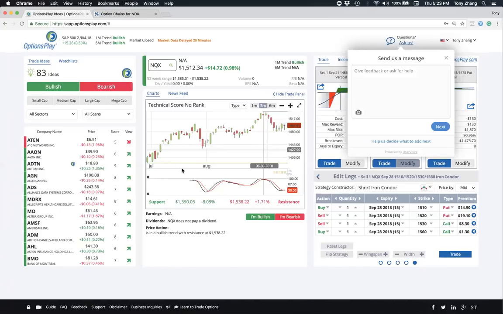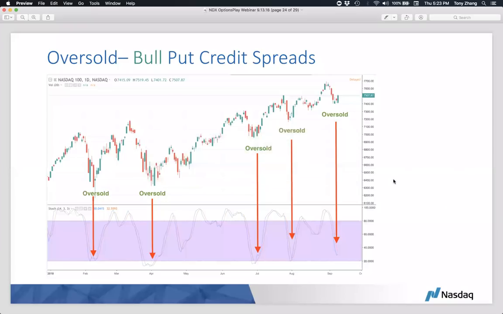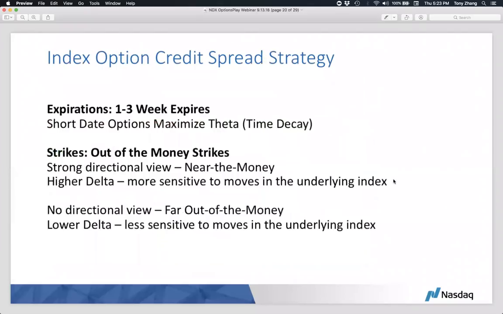What is the recommended days to expiration for NDX and NQX? Great question. We've covered this before, but basically you want to stay within those weekly expirations. 1 to 3 weeks out is generally speaking where you want to sell credit spreads. That's the majority of where credit spreads are sold, in that 1 to 3 weeks out.